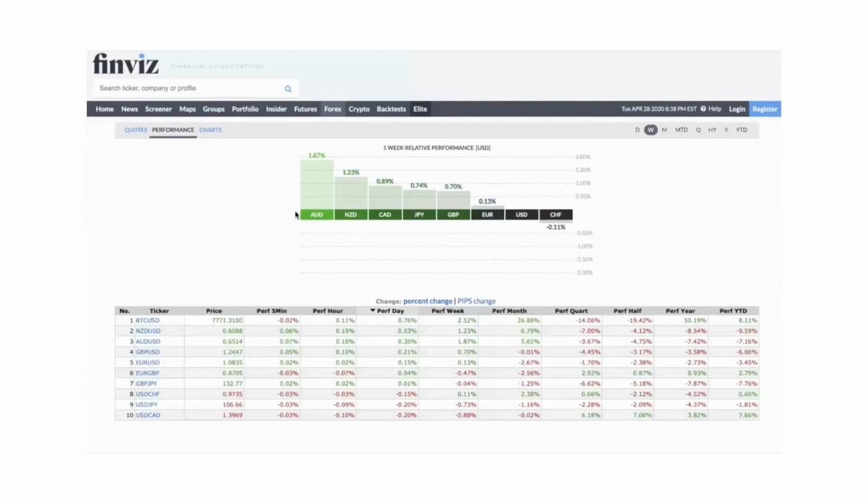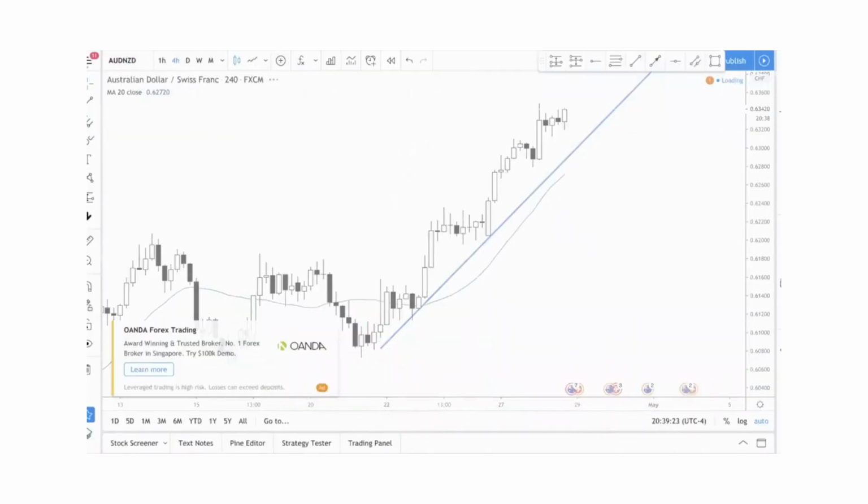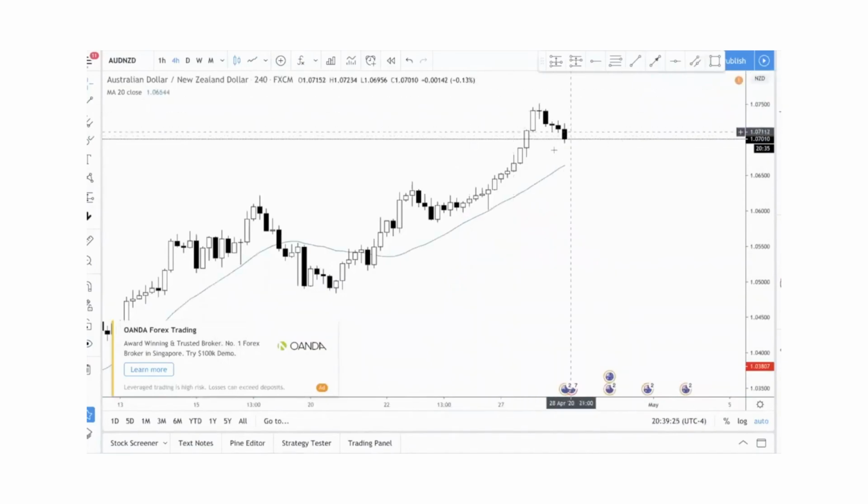This tool is very powerful because it will prevent you from taking trades which don't move. What do I mean by trades that don't move? For example, if you do not use this tool and you decide to trade Aussie Kiwi, these two currencies are both strong and they are side by side in this relative performance chart. If you take an Aussie Kiwi trade, price won't really move, so you won't have very nice movement.